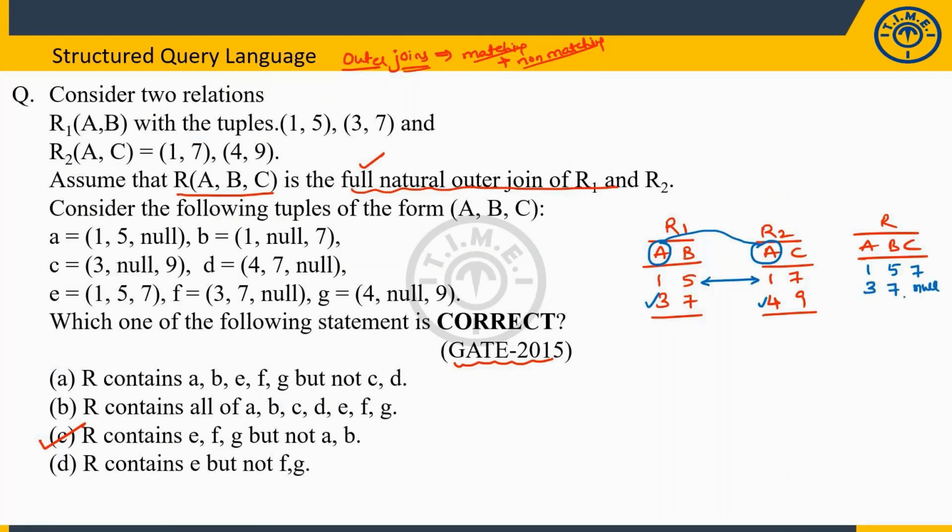So for 3, 7, we don't have any matching. So it is 3, 7, null. And AC is 4, 9. A is 4, C is 9. For this also we don't have a match. So B will be null. Simple.